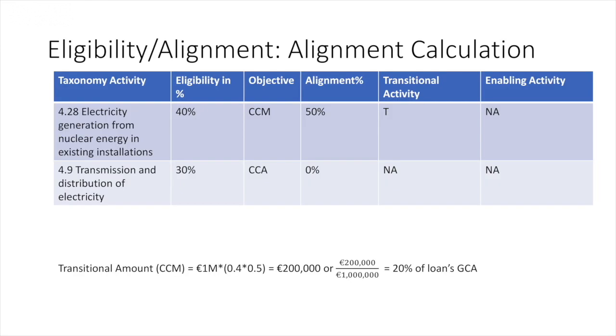Finally, we will compute the amount of bank loans that finances transitional and enabling activities. Among three economic activities performed by Company C, only nuclear business is a transitional activity. Therefore, 20% of bank's loan, or 200,000 in loan proceeds, effectively finance taxonomy-aligned transitional activity. None of the three economic activities are enabling. That's why the enabling amount is zero.